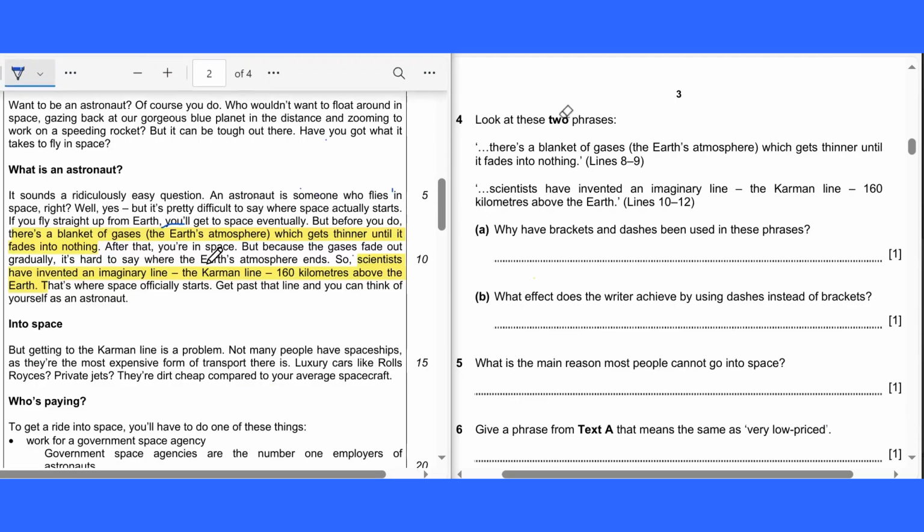Alright guys, now question number 4. Look at these two phrases. There's a blanket of gases, the Earth's atmosphere, which gets thinner until it fades into nothing. Lines 8 till 9. Here is already in the yellow highlight. Scientists have invented an imaginary line, the Kármán line, which is 160 kilometers above the Earth. Lines 10 till 12. Here we go. Question A. Why have brackets and dashes been used in these phrases? Brackets here and dashes. Okay, 10 seconds.